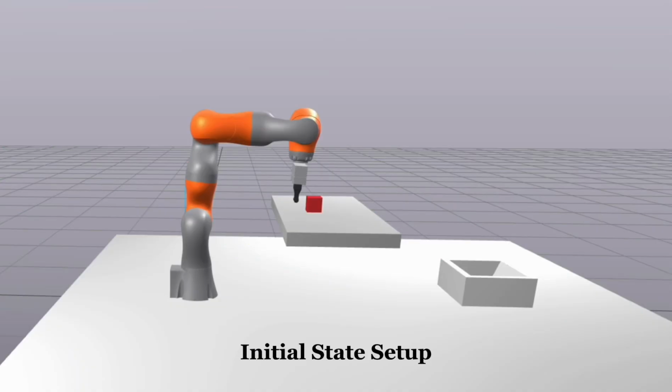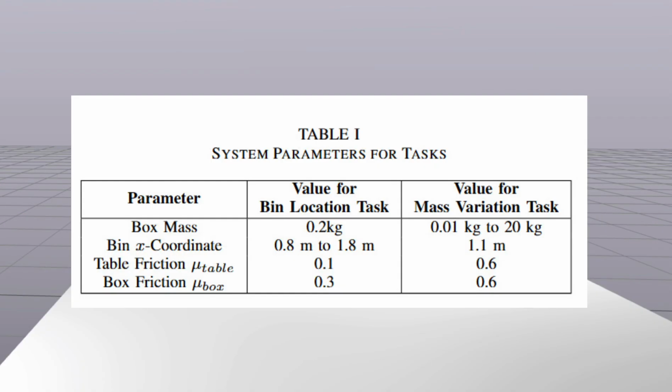To evaluate the generalization capability of LaunchBot, we define two task variations that introduce uncertainty in different physical parameters. The first task is mass variation, where the mass of the push boxes varies between 0.01 and 20 kg. In this task, the mass is not explicitly provided and has to be inferred.